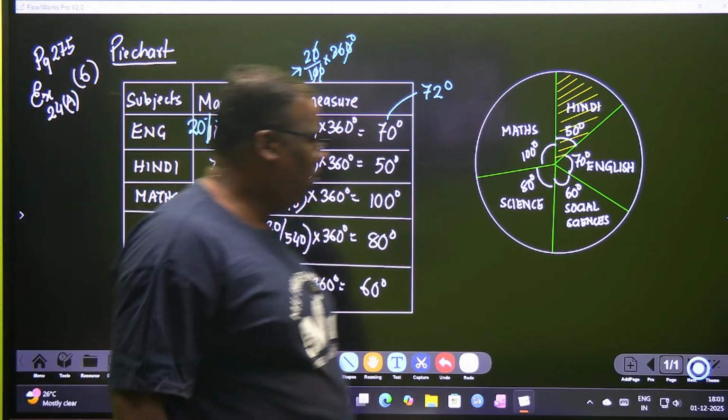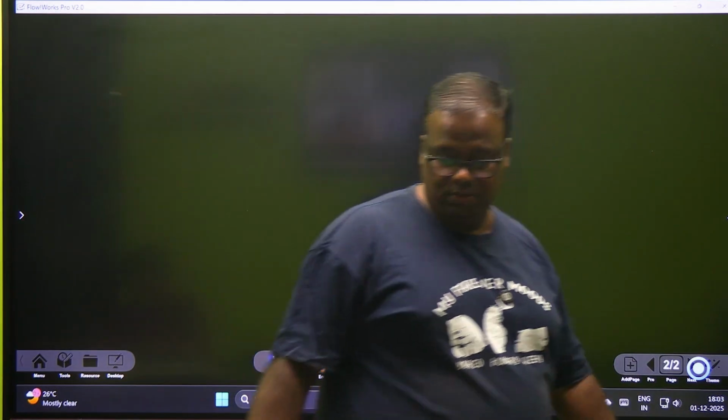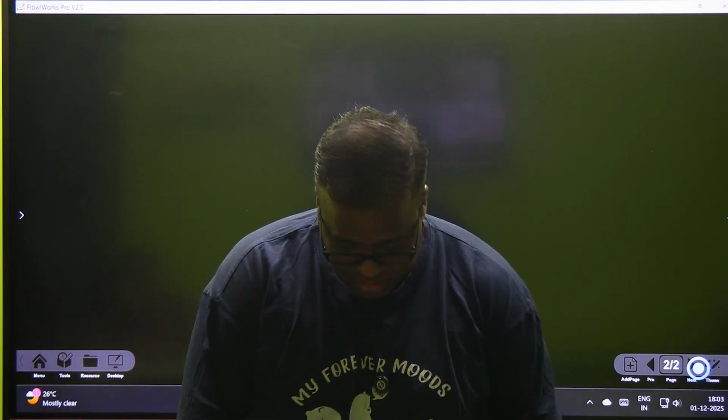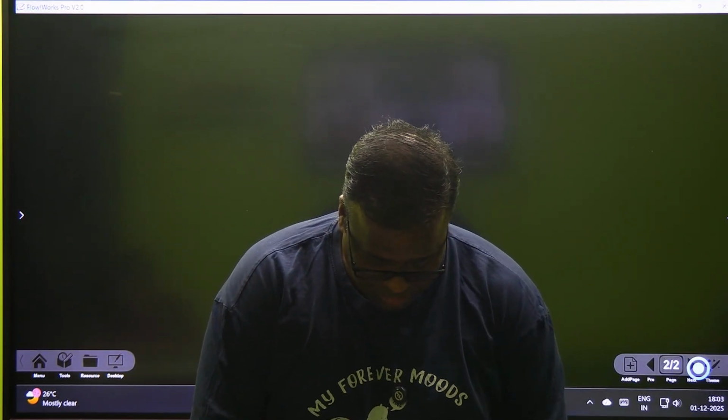Shall we take one histogram problem now? चलो, let's do one histogram now. Now you will need your scale, your graph papers. So let's take one histogram problem.